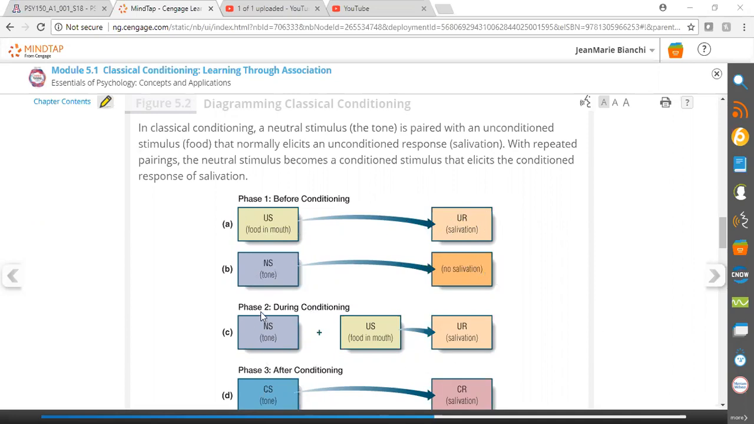Now here we're moving into the conditioning phase. As you see, the tone precedes the presentation of the food. Tone goes off, food is presented, salivation occurs. After enough pairs of this sequence, the dog learns that the tone is usually equated with the presentation of food, and the tone itself will produce salivation. Here, the conditioned stimulus is the tone. It has been conditioned, the dog in this case, to salivate at the presentation of the tone.